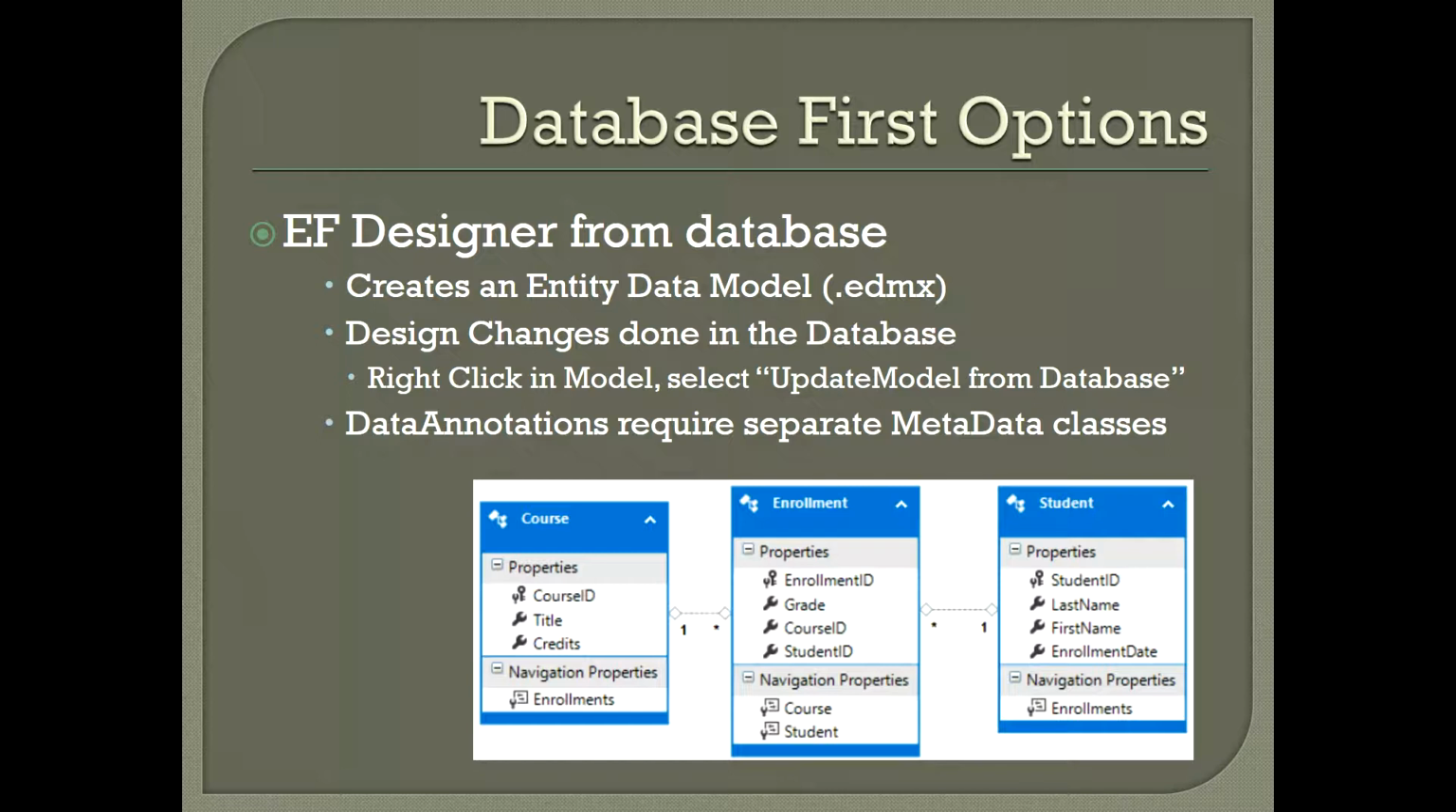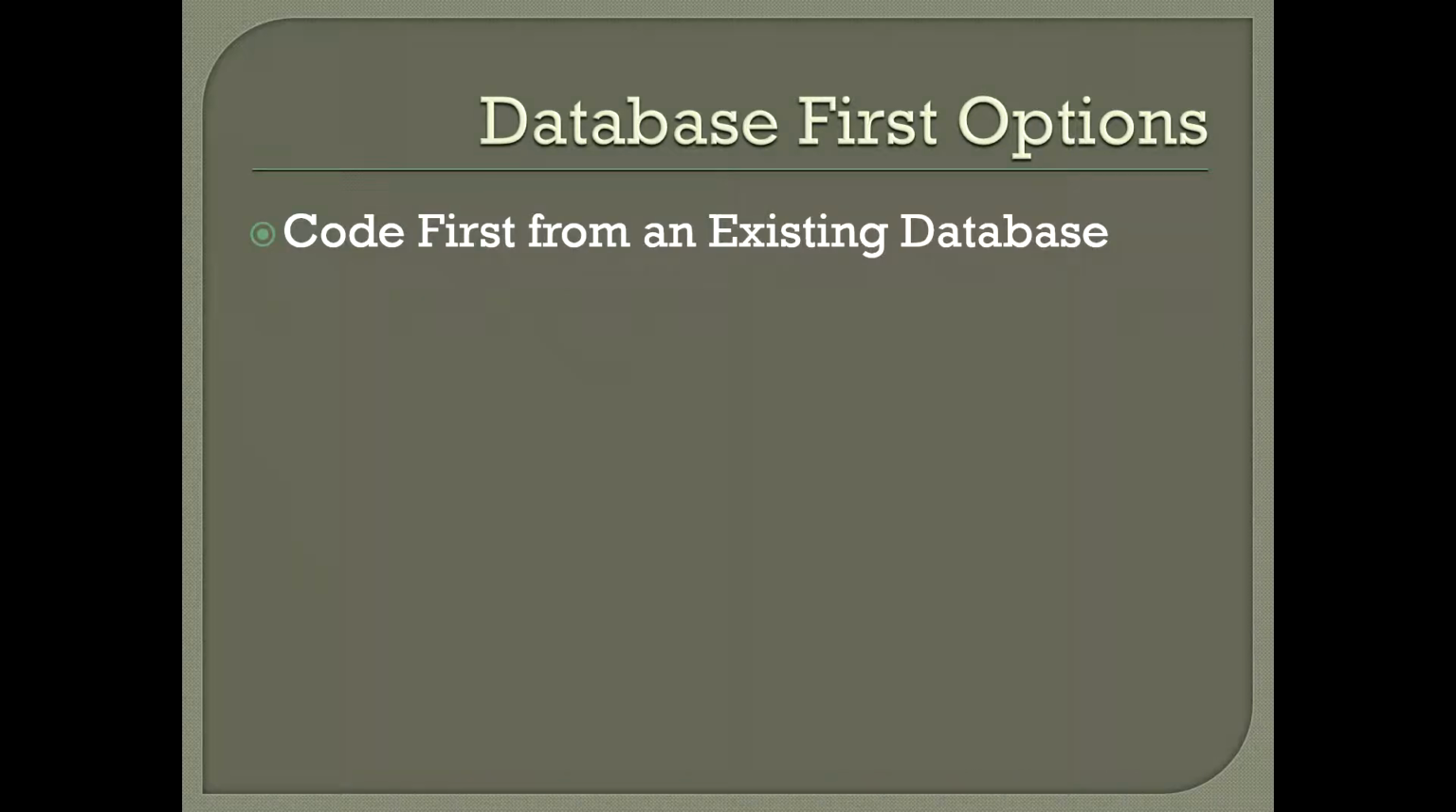So if you put any of your own annotations in for display names or other regexes that you want, things like that, they get destroyed. You can use a separate metadata class so that if the model class gets deleted and replaced, your metadata can still stay in its own class. But in any case, we're going to skip that one altogether because we like code POCOs, plain old CLR objects.